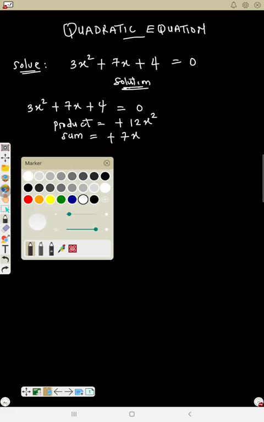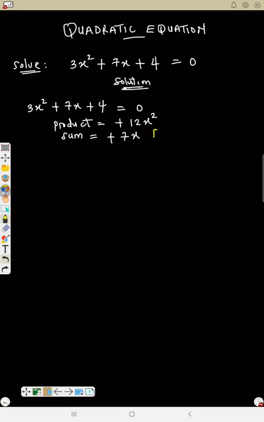That means I've known the two numbers now. They are plus 4 and plus 3. So I will now have 3s squared plus, now instead of writing this middle one, I will just put s to the numbers so that it becomes plus 4s plus 3s. Then the last number, that will be plus 4 equals to 0.